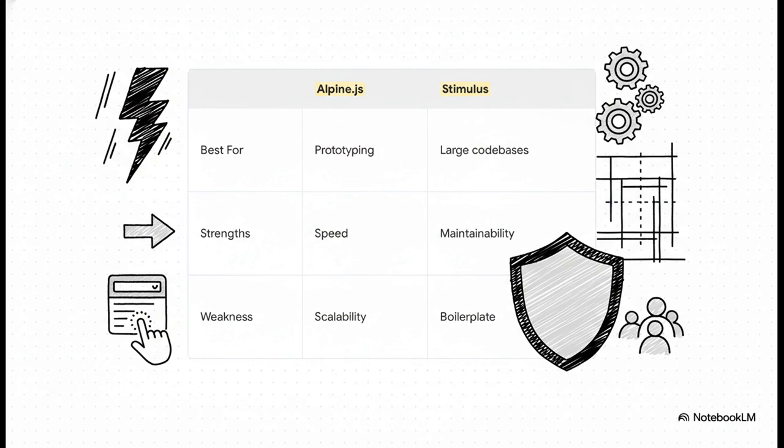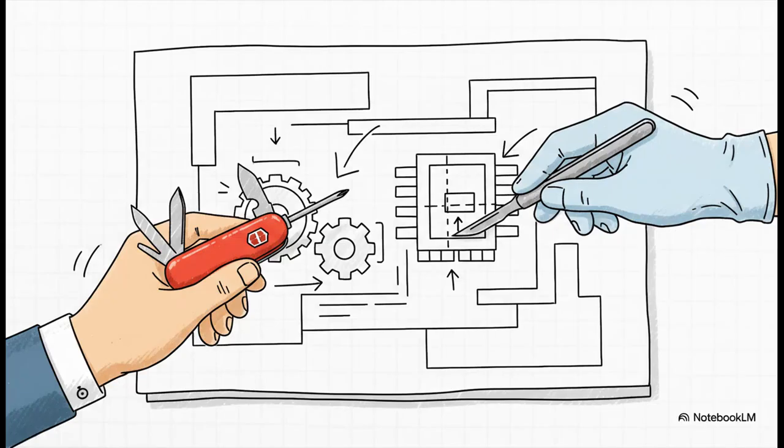Alpine is unbeatable for that instant gratification. You can whip up a prototype or add a cool drop-down menu in minutes. Stimulus, on the other hand, takes a little more setup. There's more boilerplate. But that initial investment pays off massively on big, serious applications, where testability and long-term maintenance are everything.